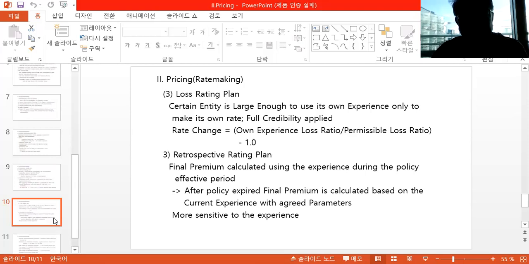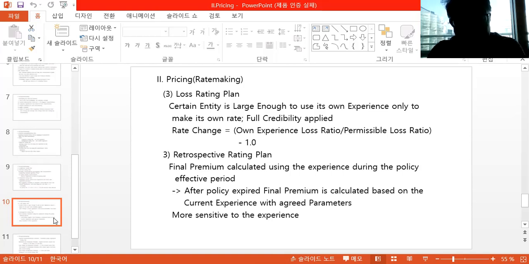And then a loss rating plan. In a loss rating plan, a certain entity is large enough to use its own experience to make its own rate. So here you assign full credibility to the rate change. The own experience loss ratio over the permissible loss ratio minus 1.0 is going to be the rate change from the prior rate. Okay, the next one is the retrospective rating plan.